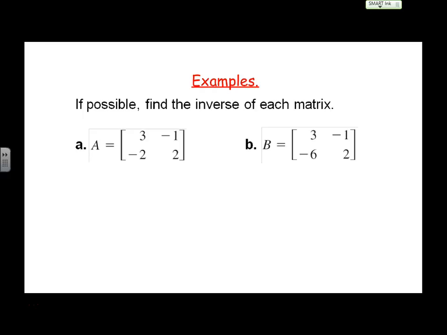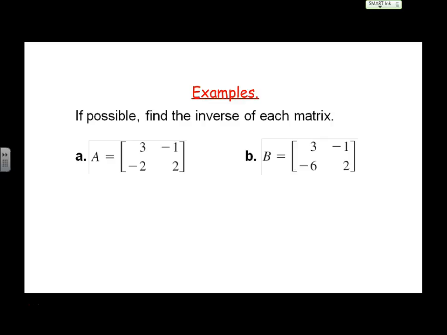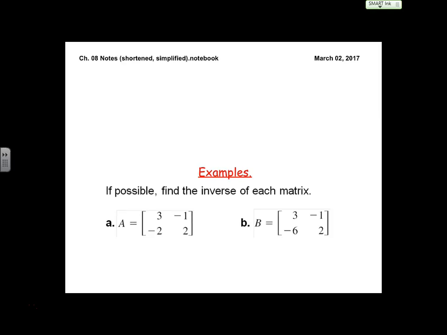Here we go. What is the formula from the page before? There is this thing called the determinant of a 2 by 2, and we'll call it A. What is the formula for the determinant of A? AD, otherwise known as the main diagonal, minus BC, otherwise known as the opposite diagonal.